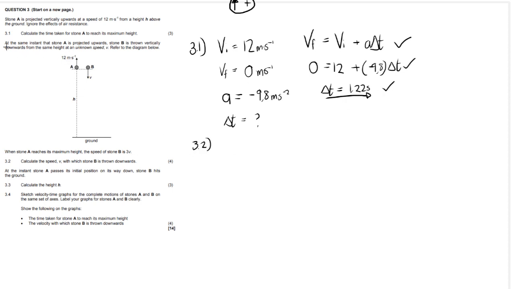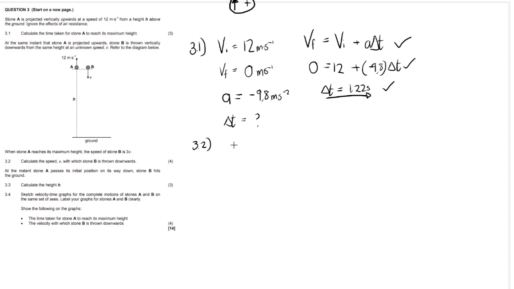3.2. Now let's see what happened. At the same instant that stone A is projected upwards, stone B is thrown vertically downwards from the same height at an unknown speed, and so it does not start from rest. Refer to the diagram below. When stone A reaches its maximum height, that means after 1.22 seconds, the speed of stone B is 3 times its initial, unknown speed, 3v. 3.2, calculate the speed v with which stone B is thrown downwards.